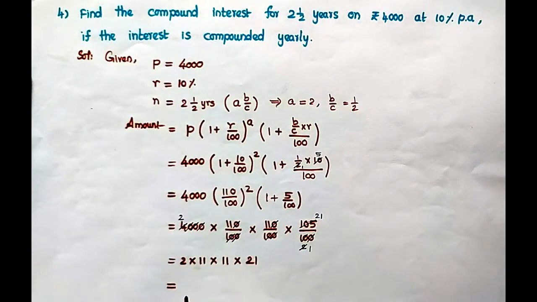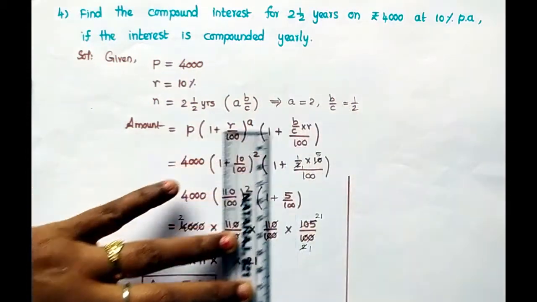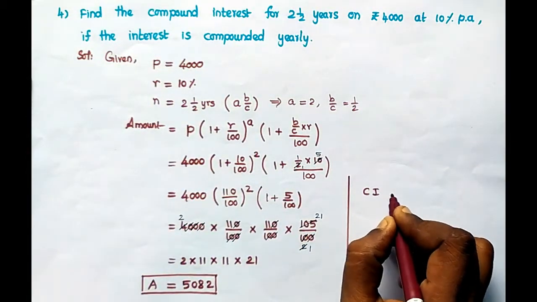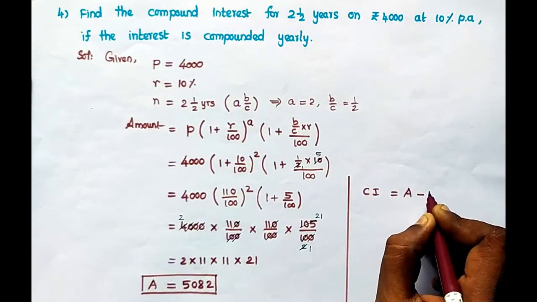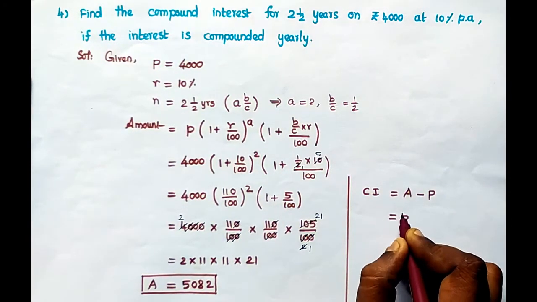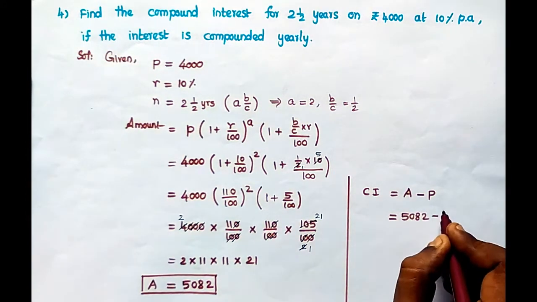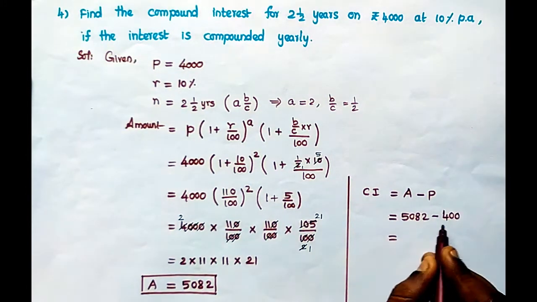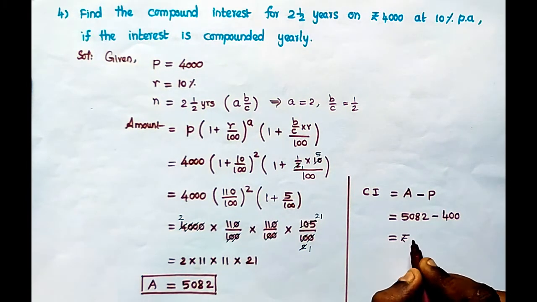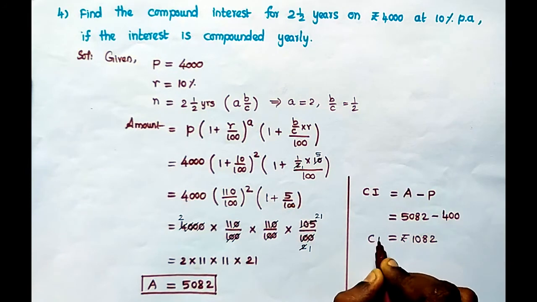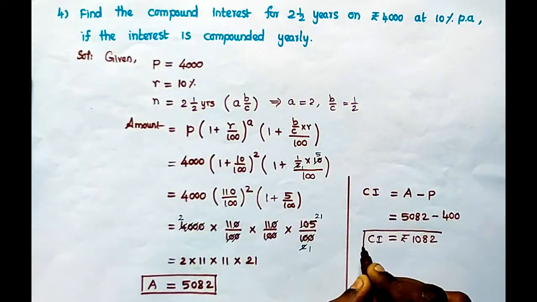Multiply this all, and we get 5082, that is the amount. We want to find out the compound interest. So, compound interest, what is the formula? Compound interest equals amount minus principal, that is amount 5082 minus principal 4000. Subtract this, and we get rupees 1082, that is the compound interest. That is the answer.